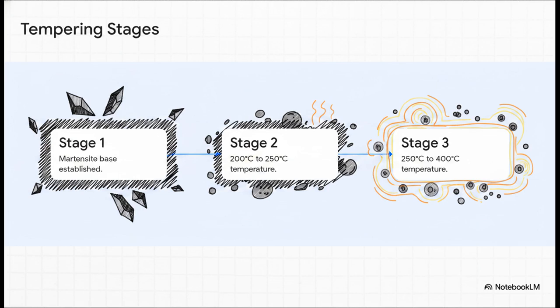Because context is everything in metallurgy, right? Before we can really appreciate the third stage, we have to know where we're starting from. So, everything kicks off with stage 1. This is where we establish our Martensite base. It's super hard, but as you already know, it's highly brittle. From there, we move up the temperature scale into stage 2, which sits roughly between 200 and 250 degrees Celsius. And that sets us up perfectly for our main event today, stage 3, where we push that heat from 250 all the way up to 400 degrees Celsius.